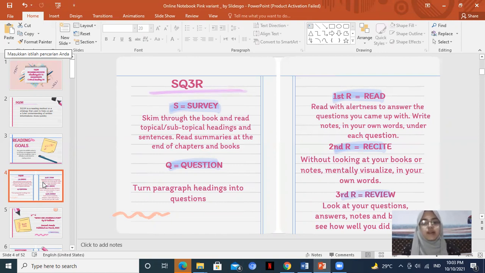Question: turn paragraph headings into questions. First R, read: read with alertness to answer the questions you come up with. Write notes in your own words under each question. Second R is recite: without looking at your books or notes, mentally visualize in your own words. Third R is review: look at your questions, answers, notes, and book and see how well you did reciting.